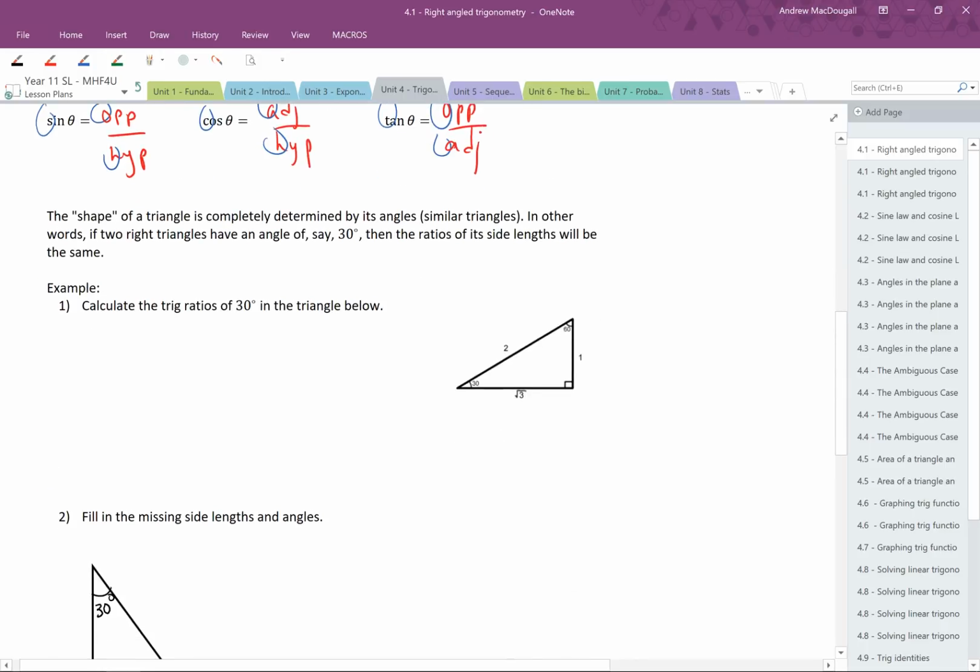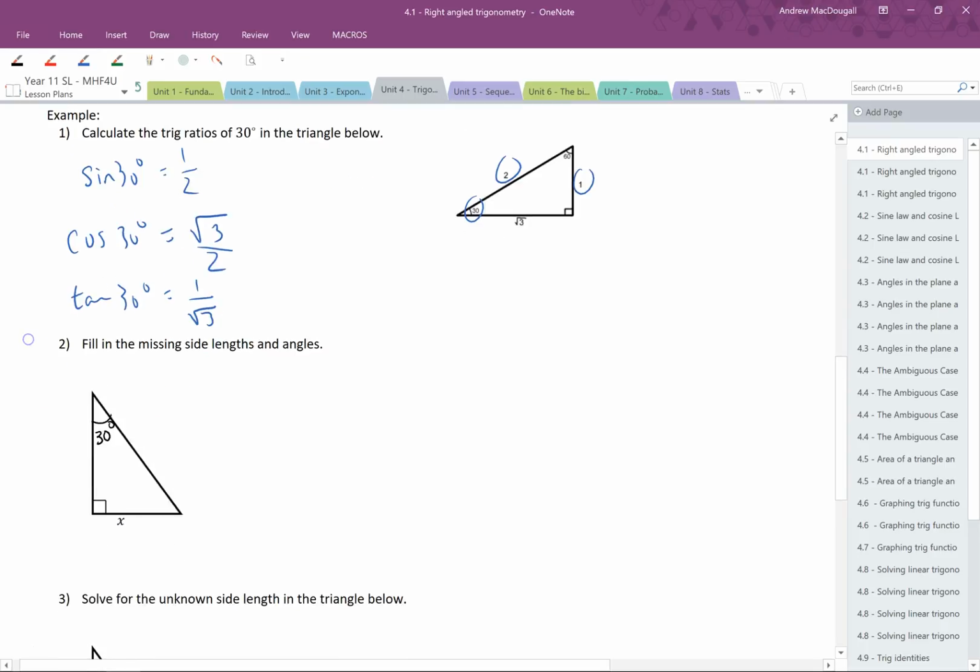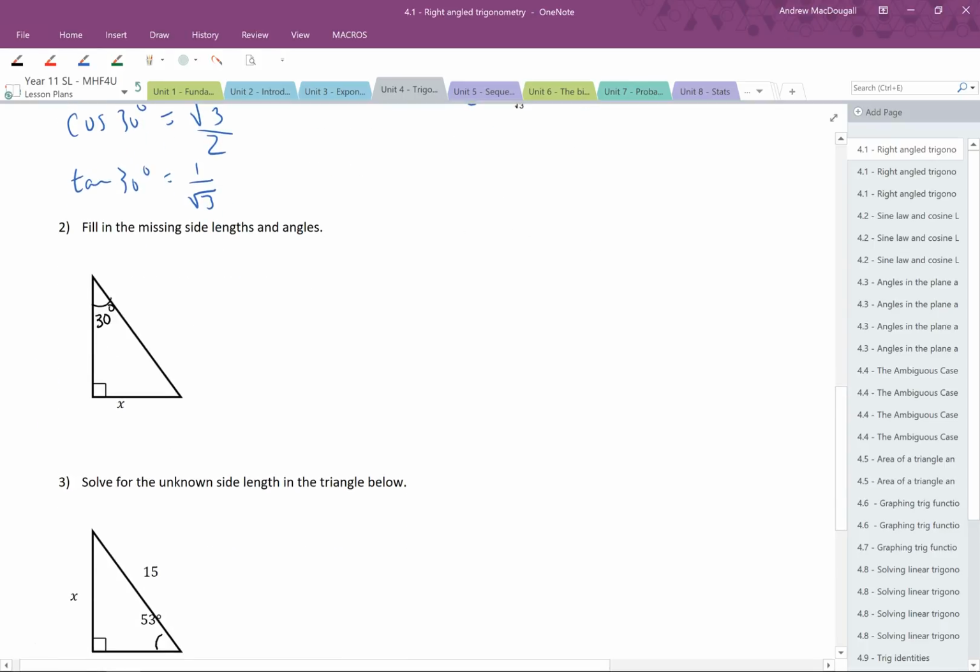So let's calculate the trig ratios of this triangle below. Sine of 30 degrees is 1/2, opposite over hypotenuse. Cosine of 30 degrees is √3/2. And the tangent of 30 degrees is 1/√3. Easy peasy. Now let's use this information for something.